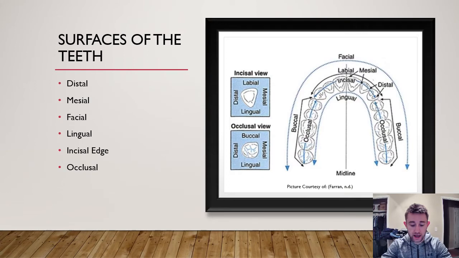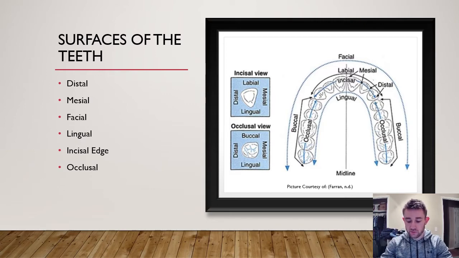The teeth also have surfaces that are important to know when considering the mechanics of chewing. The dental term for chewing is mastication, so that's important to remember. The distal surface of the tooth is the surface that is located furthest from the center. So here you can see the distal of this tooth is over here and not here, because this is further from the midline of the mouth. So the distal is the surface of the tooth that is furthest from the midline.